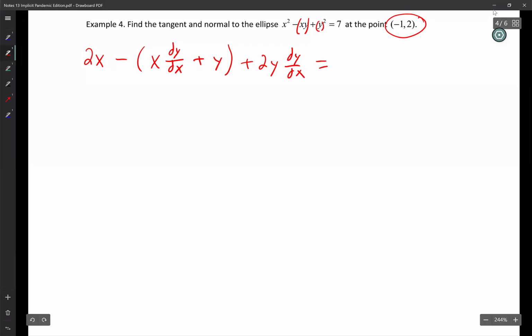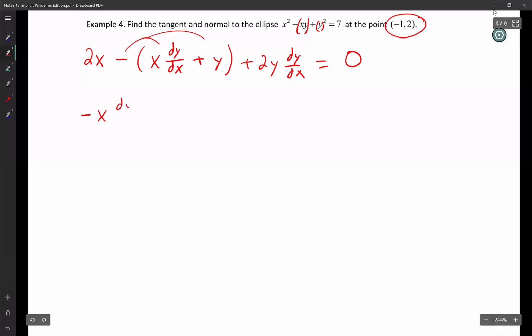Equals, what's the derivative of 7? Done. Now you're done with calculus. The job is to do algebra now. So this is why algebra is so important. Let's get the dy/dx's together, get everything else to the other side. I'm going to distribute the negative. So here we go, guys.